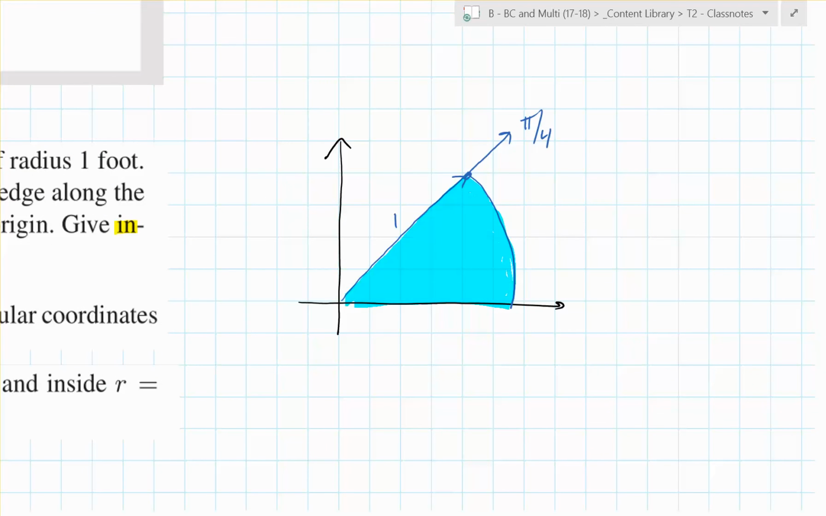What's the smallest r value in that region? 0. What's the largest r value in that region? 1. And what's the smallest theta value? 0. And what's the biggest theta value? Pi over 4. So that would be it in polar form right there.